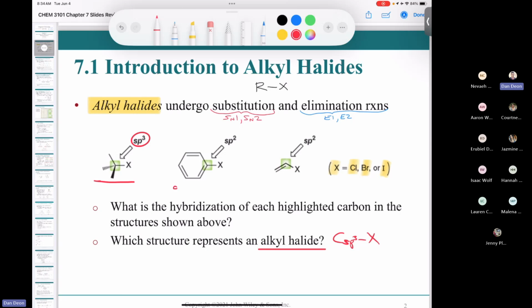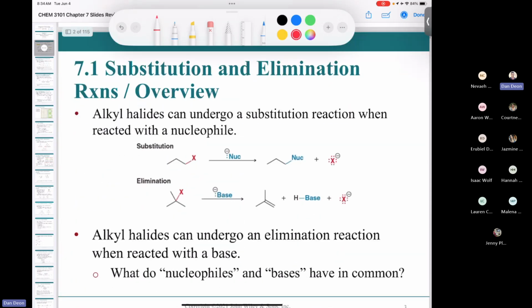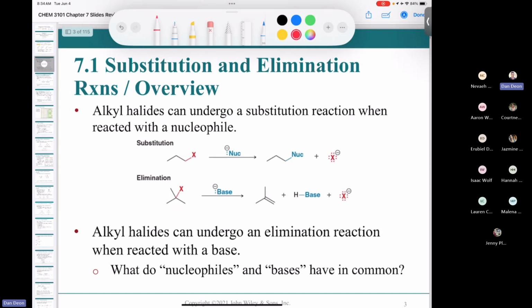This would be an aryl halide, and this would be a vinyl halide, and we're not really going to talk about either of those a whole lot in this class. So it turns out that when you have an alkyl halide, so your halogen attached to an sp3 hybridized carbon, it can undergo a substitution reaction when reacted with a nucleophile, and that's actually shown right here, okay? So this is kind of the top part of the slide.